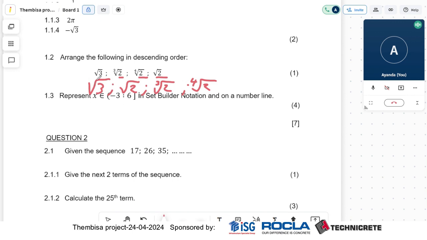So first, we start off with the biggest number under the exponent. Then we go to the smallest exponent. So the exponent here is 2, 3, and 4. So our descending order arrangement is cube root 3, cube root 2, square root of 3, square root of 2, cube root of 2, as well as the fourth root of 2.